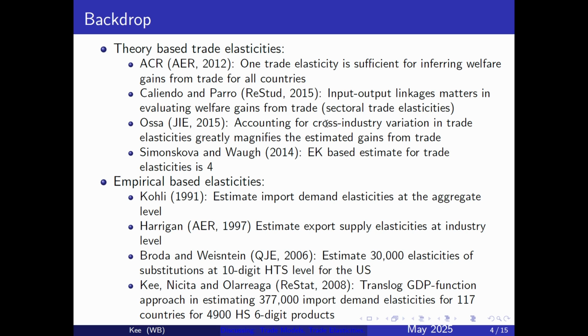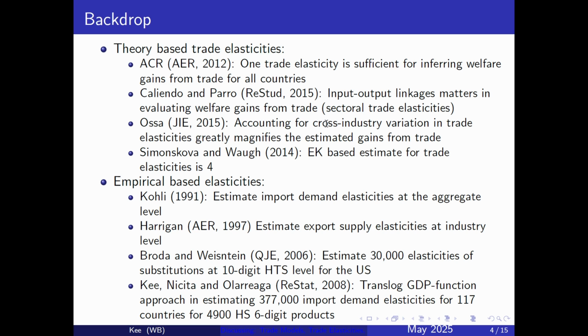He used what they call the GDP function approach to estimate trade elasticity. His is only one aggregate import elasticity and aggregate export elasticity. Harrigan, RER 1997, used his approach based on US and other countries, estimating at industry level. This approach is detached from theoretical models. They just imagine GDP of a country consists of domestic production, import, and export. Use actual data, estimate the elasticity.